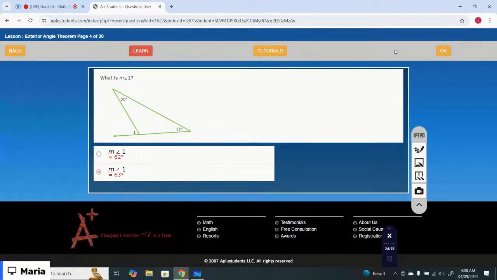Angle 1 is the exterior angle, and the exterior angle theorem states that the exterior angle equals the sum of the two opposite interior angles. So the opposite two interior angles are 31 degrees and 32 degrees. So just add them, right? Their sum equals 63 degrees. Got it? Option number 2 is the correct option.